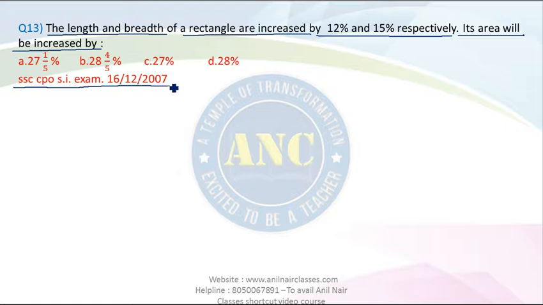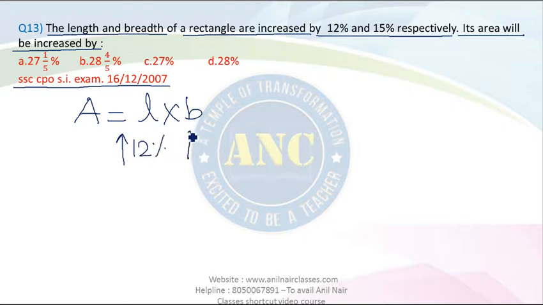I still want to solve it and show you how many times this kind of question has come in the examination previously. So my whole intention of discussing so many questions of similar type is to tell you people that do not ever ignore this kind of problem for your examination. The question says the area of a rectangle is given by length into breadth. Length increases by 12%, breadth increases by 15%.